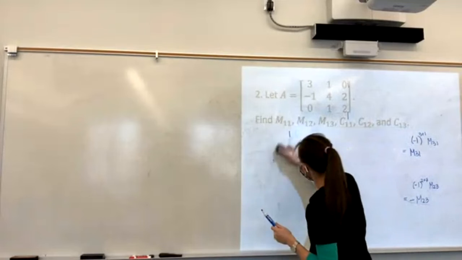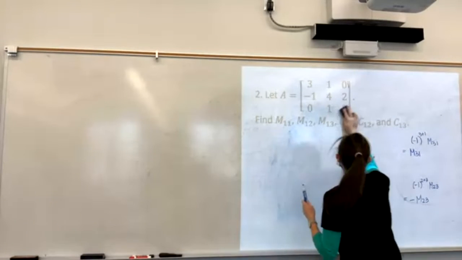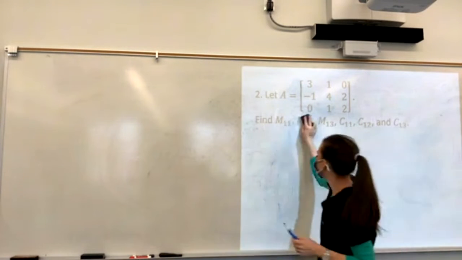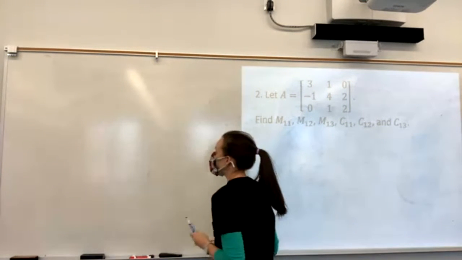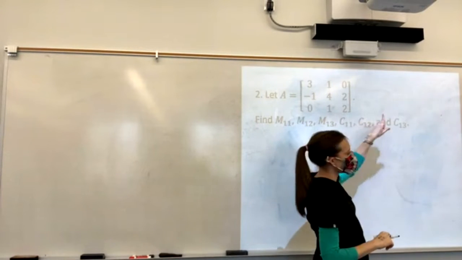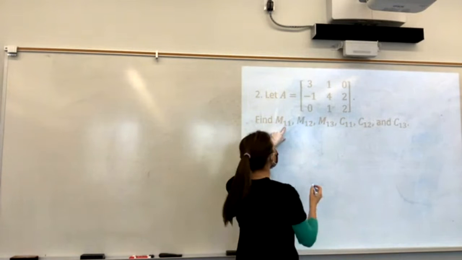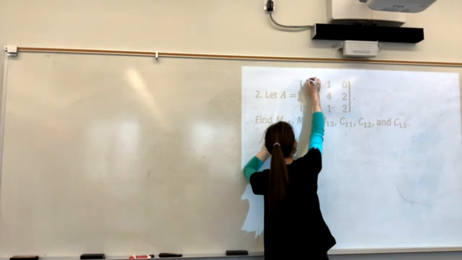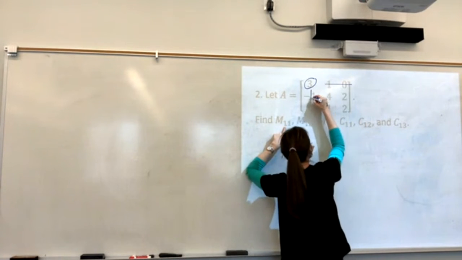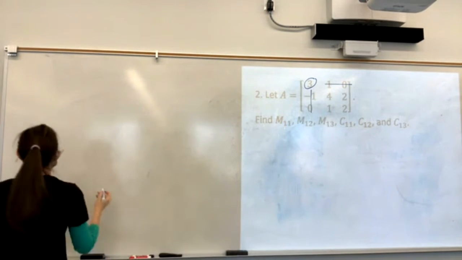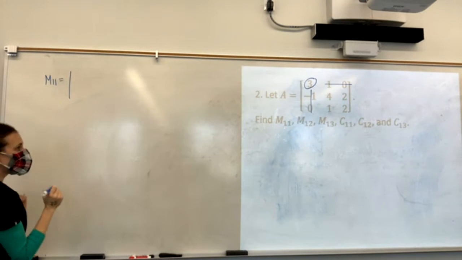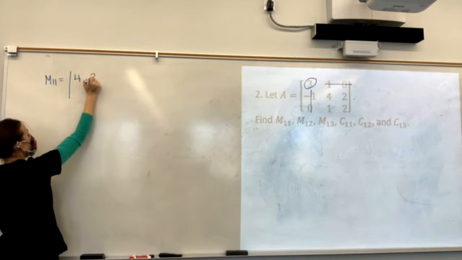So we're going to find some minors and some cofactors. Okay. All right, so we're going to find M11, M12, M13, and C11, C12, and C13. All right, so we'll start with M11. So I want to find the A11 entry, first row, first column, and delete the row and column that contains that entry. And M11 is the determinant of what remains.